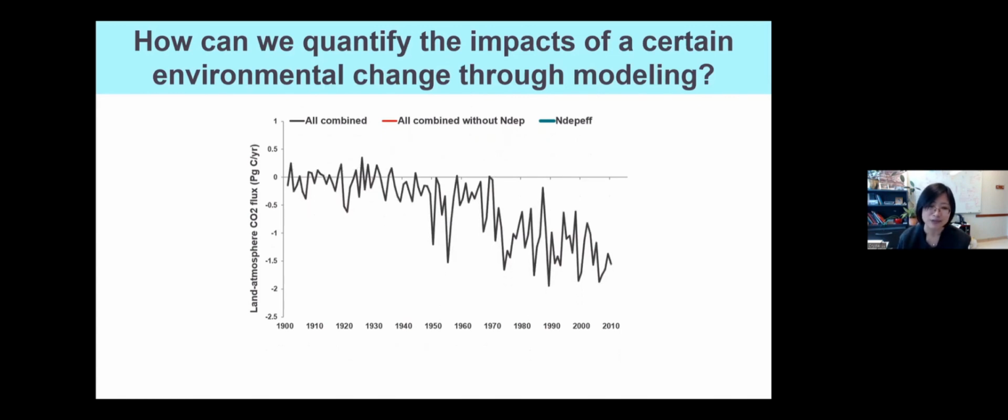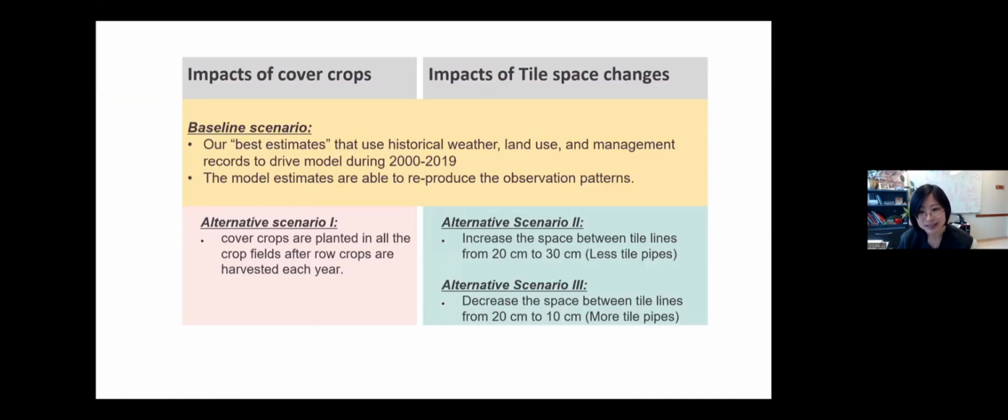For example, I have this line as my best estimate. So I turn on all the input drivers to mimic what has happened during a historical period. And then I set up another simulation with one certain driver turned off. By comparing these two experiments, we can identify the impacts of this given driver. This is the impact line.